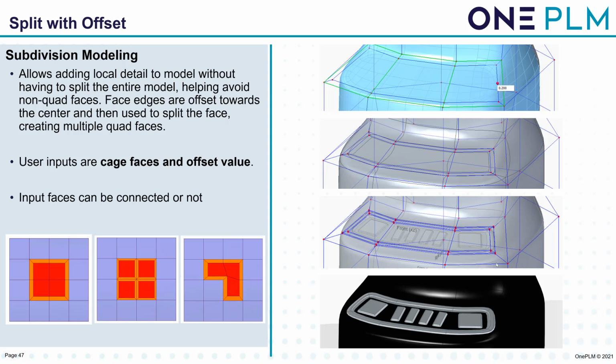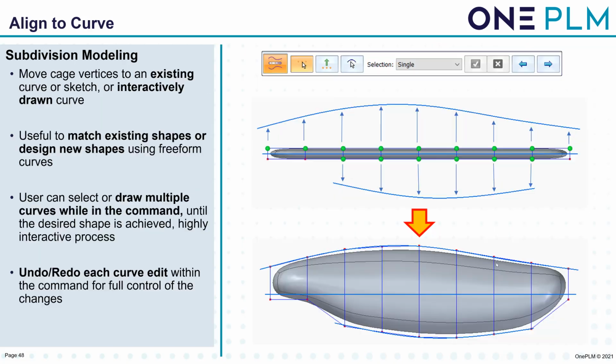Subdivision modeling split with offset allows adding local detail to the model without having to split the entire model. It helps avoid non-quad faces. Face edges are offset towards the center and then used to split the face, creating multiple quad faces. User inputs are cage faces and an offset value. Input faces can be connected or not, they don't have to be.